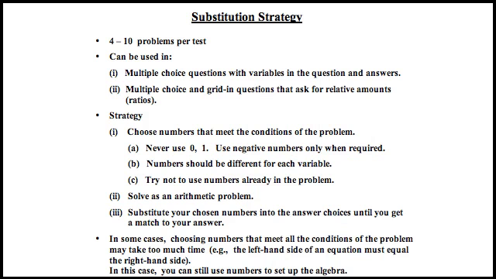This is the second lesson on the SAT Math Substitution Strategy. To review it briefly, in problems that have variables in the question and answer, choose numbers for the variables that meet the conditions of the problem, then solve the problem as an arithmetic problem, then use those numbers to check the answer choices until you get a match with your solution.